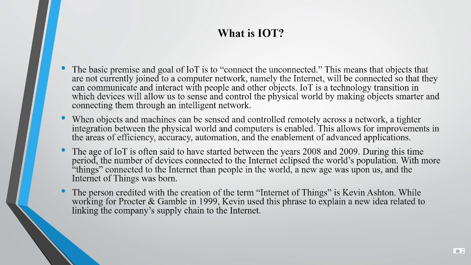The person credited with the creation of the term IoT is Kevin Ashton, while working for Procter and Gamble in 1999. Kevin used this phrase to explain a new idea related to linking the company's supply chain to the internet. So in 1999, this was first implemented. Between 2008 and 2009, the number of devices connected to the internet exceeded the world population. That was the period when the Internet of Things was born.